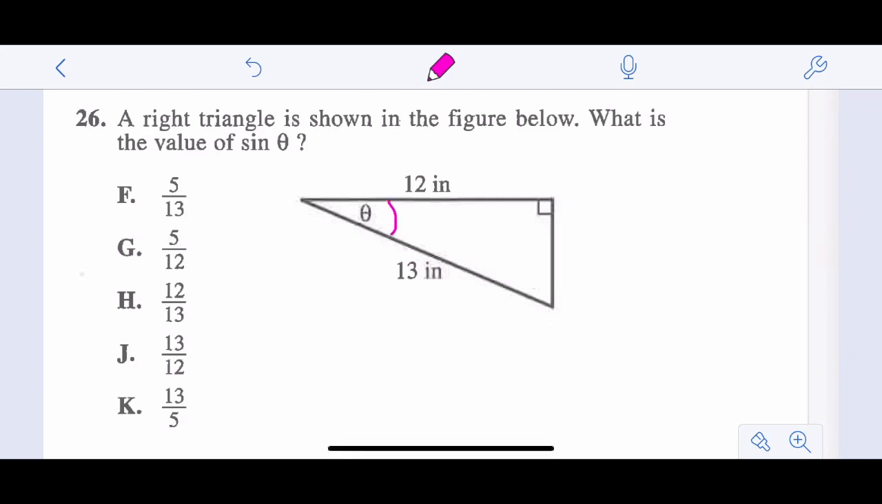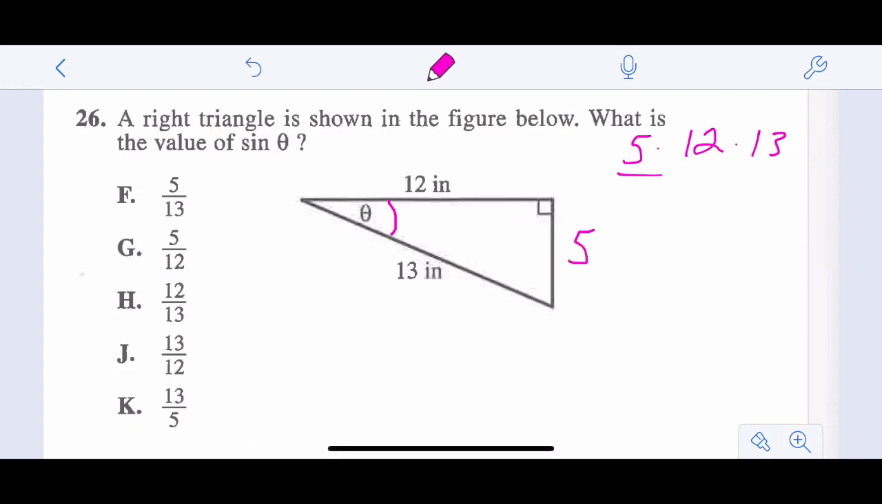Below, what is the value of sine of theta? So this angle. We're missing this side here, so we want to know what that is first. We can recognize this as a 5, 12, 13 triangle, or we can use the Pythagorean theorem, a squared plus b squared equals c squared. But ACT loves 5, 12, 13 triangles, so we've got that side.